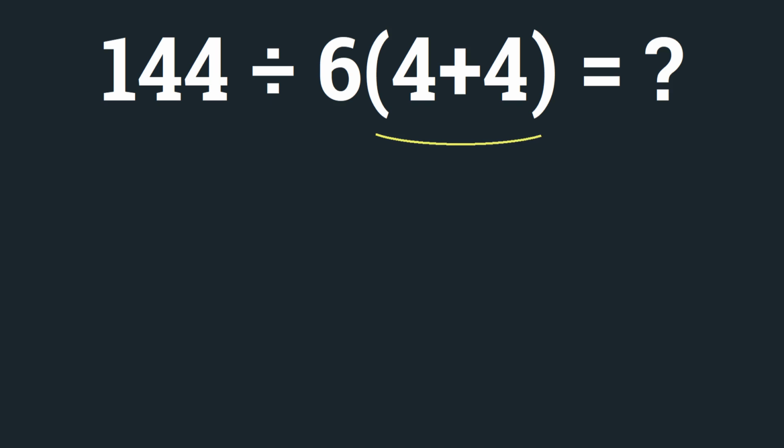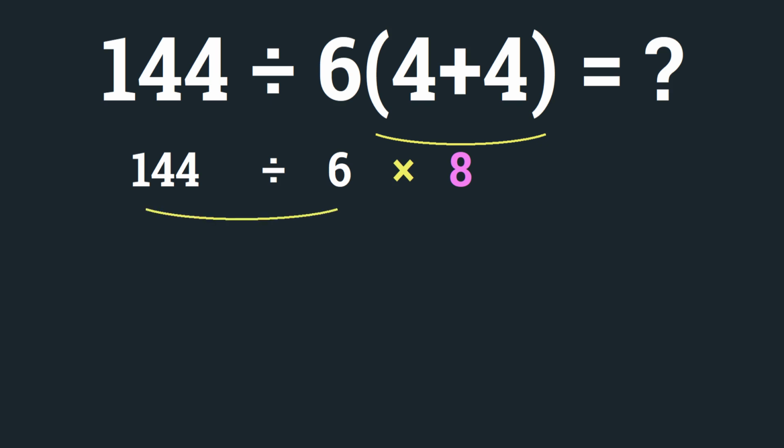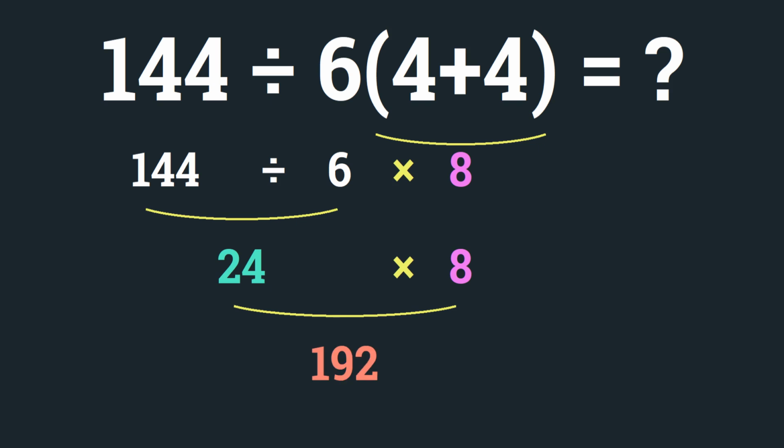So first this parentheses. Inside this parentheses we have 4 plus 4, which equals 8. So 144 divided by 6 times 8. Now we have one division and one multiplication. So we have 144 divided by 6, which equals 24, times 8, which equals 192. And this is our final answer to this problem.